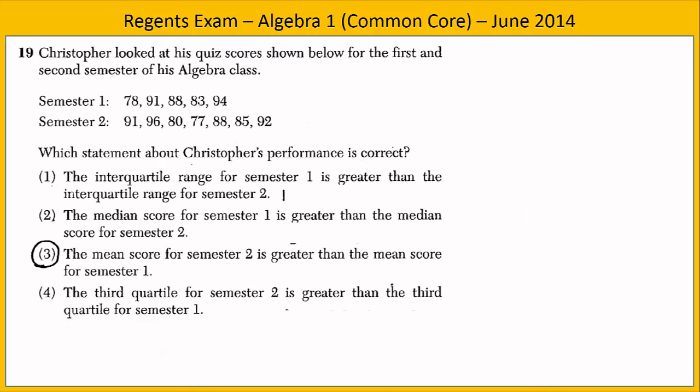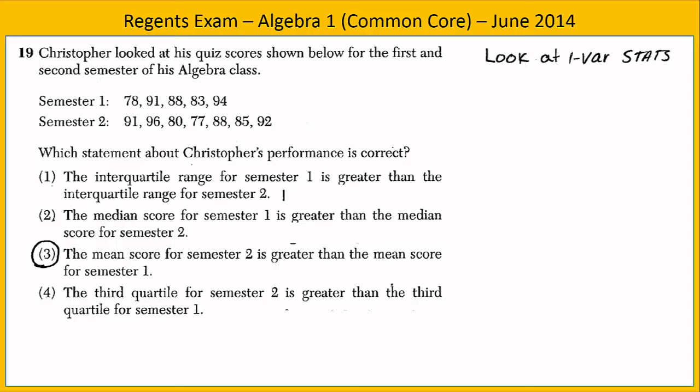In exercise 19, we're asked to analyze the statistics of 2 sets of data. Christopher looked at his quiz scores shown for the first and the second semester of his algebra class. The scores are given. Which statement is correct? They ask you in choice 1 to compare the interquartile range, in choice 2 to compare the medians, in choice 3 to compare the means, and in choice 4 to compare the third quartiles. We'll have to look at the one variable statistics.